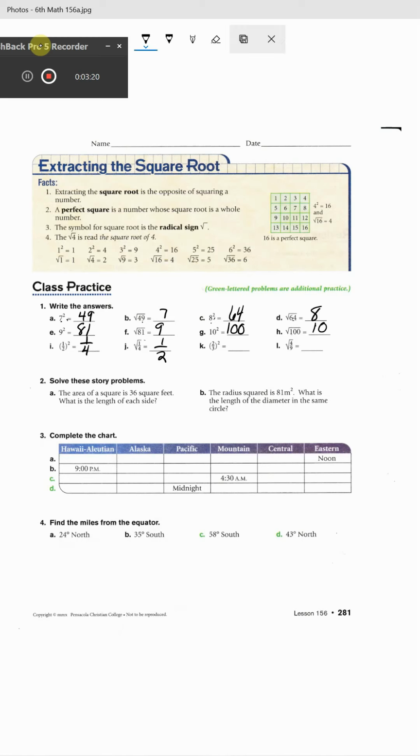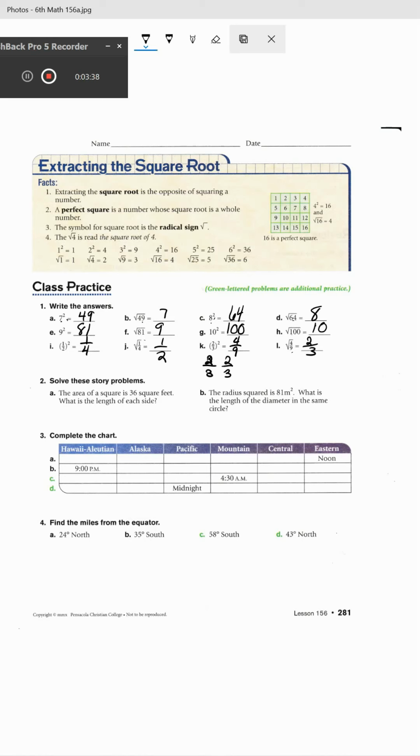2/3 squared, I didn't do that one, did I? So that would be 4/9. And I guess I could just look at the next one to know. The square root of 4/9 would be 2/3. So they're just opposites.